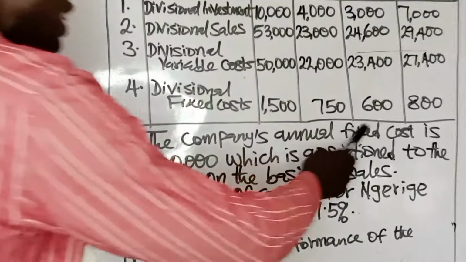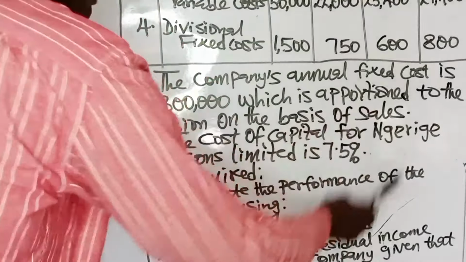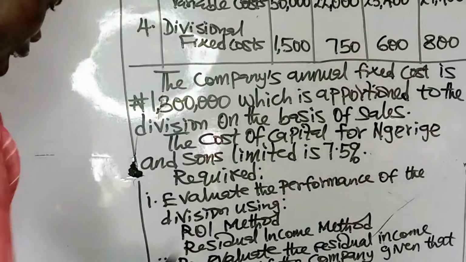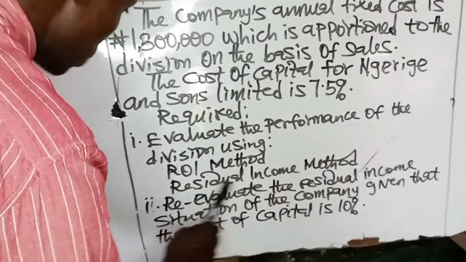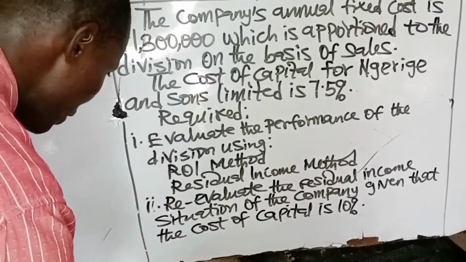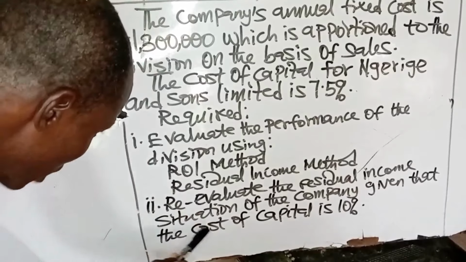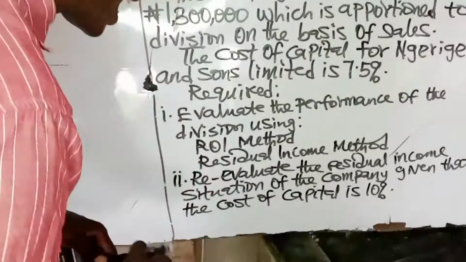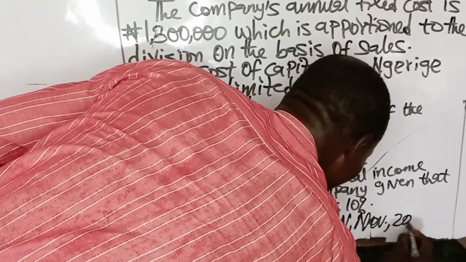The company's annual fixed cost is 1.3 million, which is apportioned to the divisions on the basis of sales. The cost of capital for Ingerige and Sons Limited is 7.5%. Required: One, evaluate the performance of the divisions using the ROI method and the residual income method. Two, re-evaluate the residual income situation of the company, given that the cost of capital is 10%. This question is obtained from ICAN, November 2023, Performance Management. Now, let's have the solution.